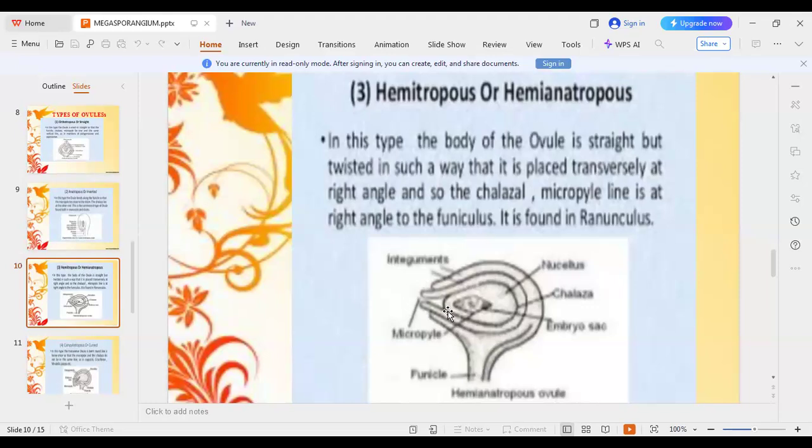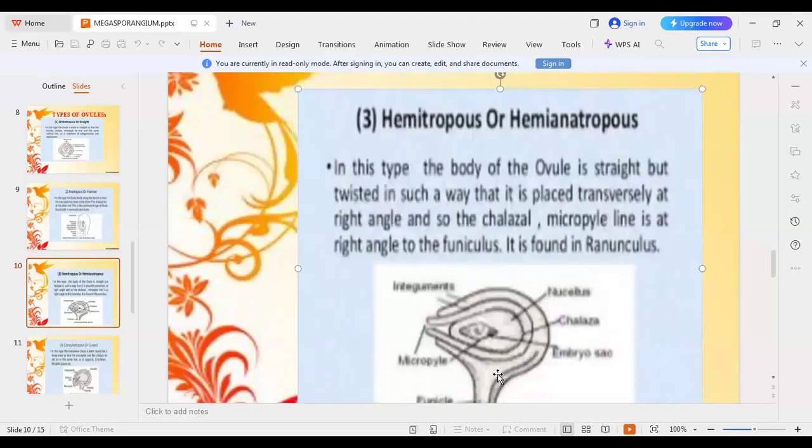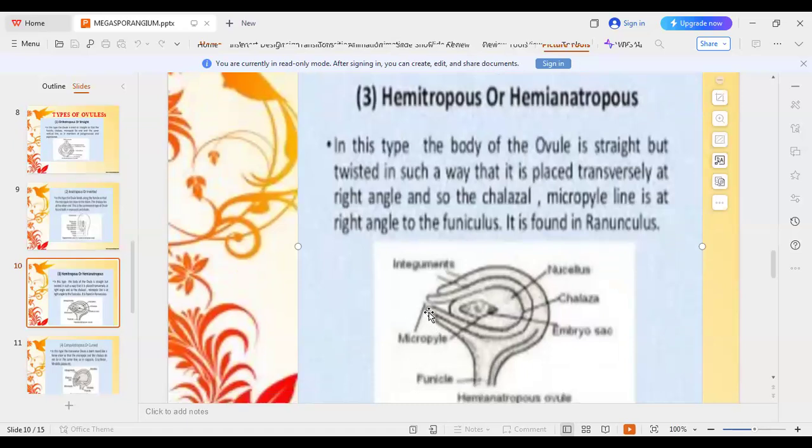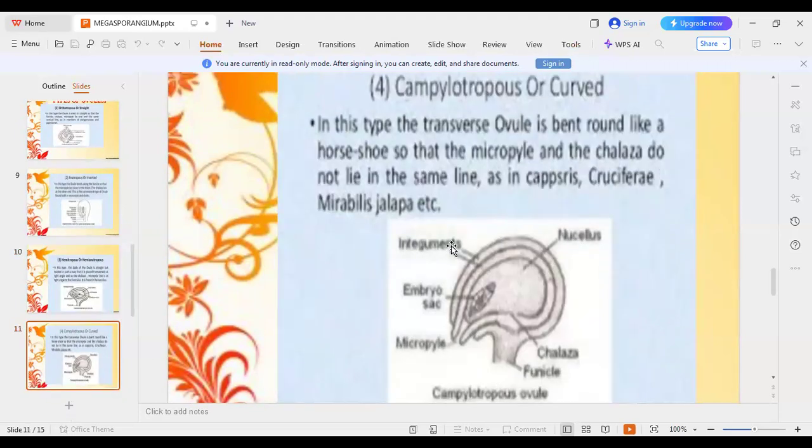This is the transverse section, this is the longitudinal section. Both are arranged at 90 degrees. So the chalazal micropyle line is at right angle to the funiculus. So this is the funiculus and chalaza and micropyle. The micropyle and chalaza are arranged at right angle to the funiculus. So that is the hemianatropous.